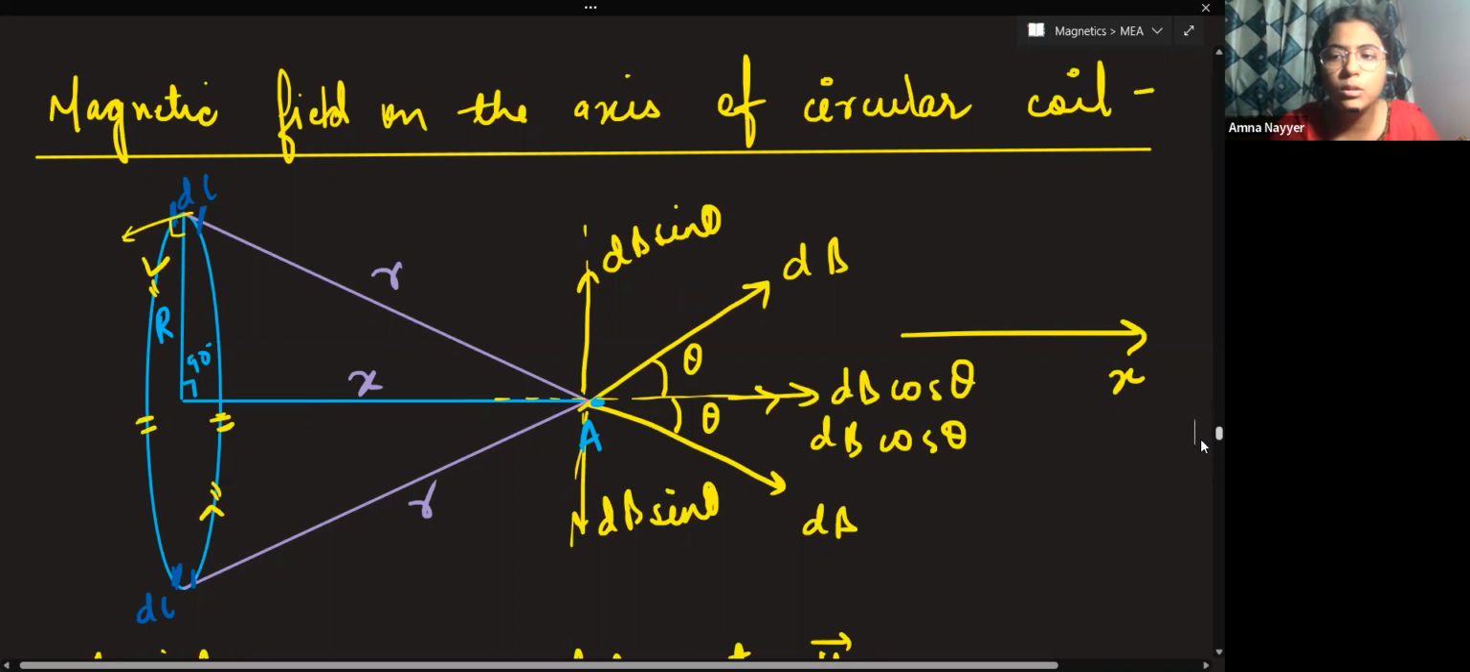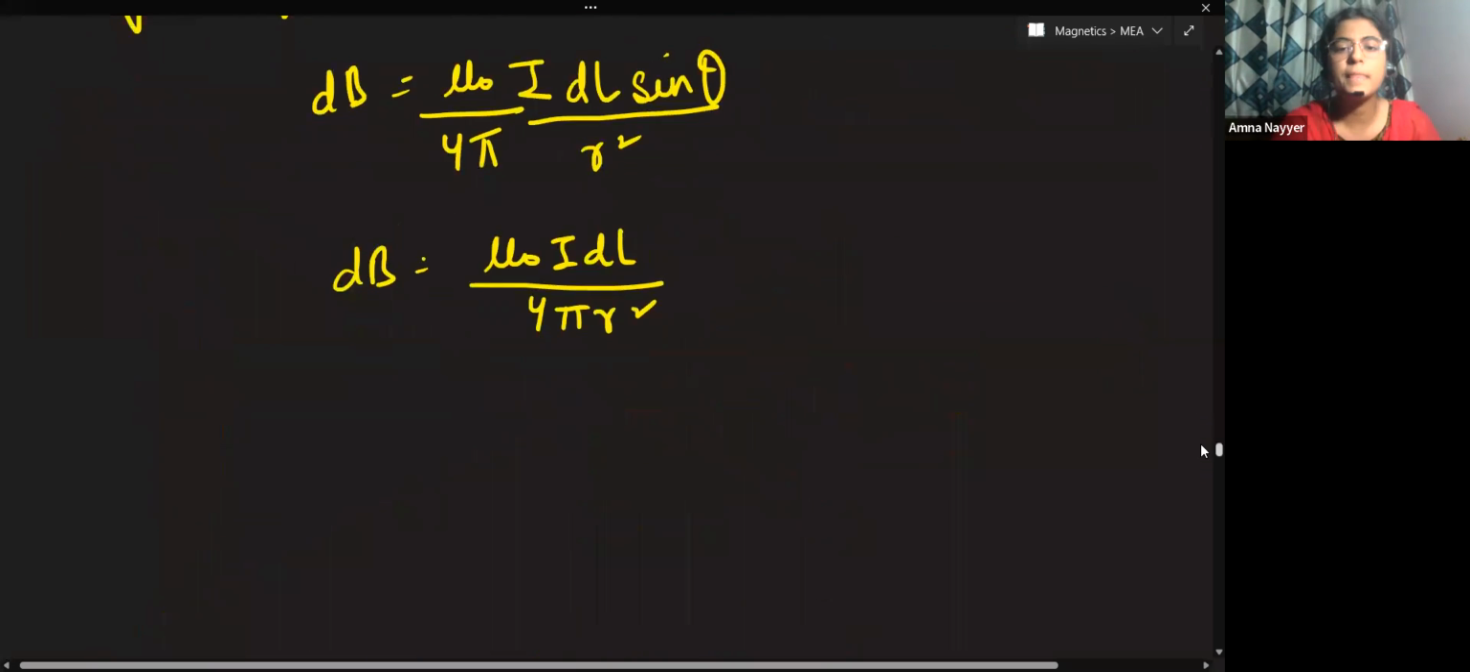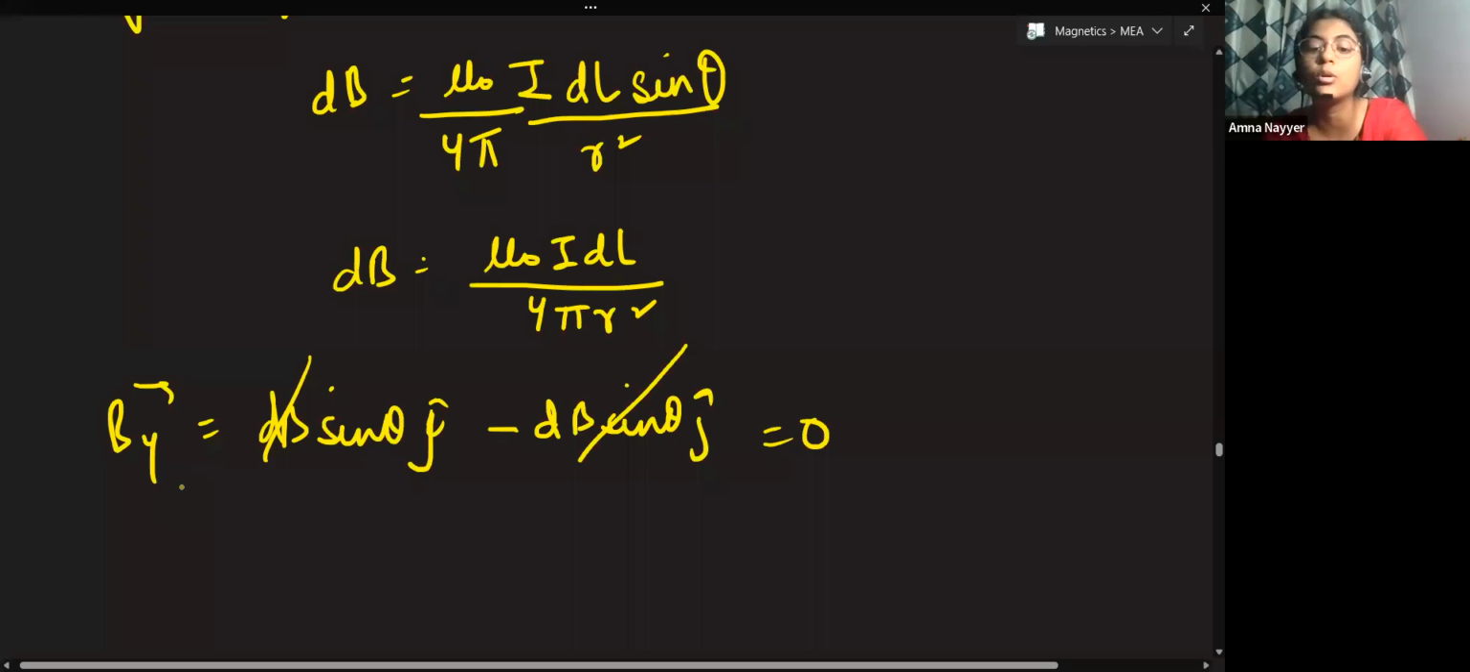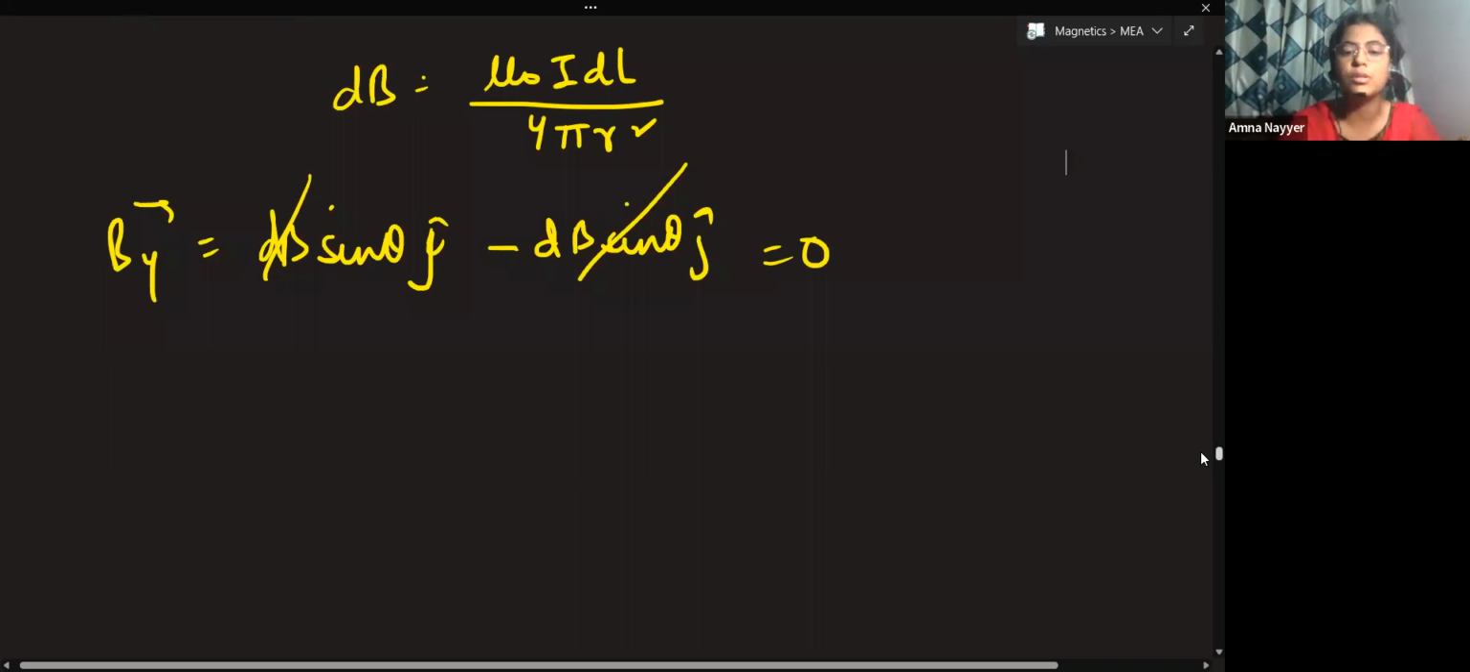So what happened to the By will simply be what? dB sin theta i cap minus, not i cap, j cap, dB sin theta j cap. This gets cancelled. Net magnetic field along the y-axis, this is 0. You have to add the magnetic field due to another diametrically opposite element. dl is also 0. I'll write down that also.